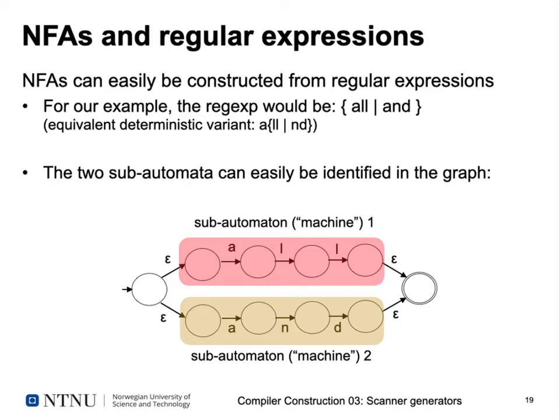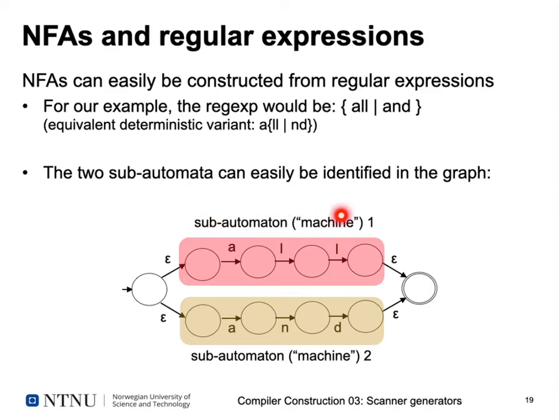NFAs can be very easily constructed from regular expressions. For example, the regular expression to describe our language would just be ALL or AND, and the equivalent deterministic variant would be A followed by either LL or ND. We see the two subautomata we started our description with can be easily identified in the graph.